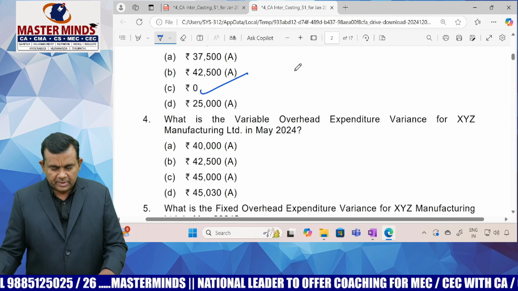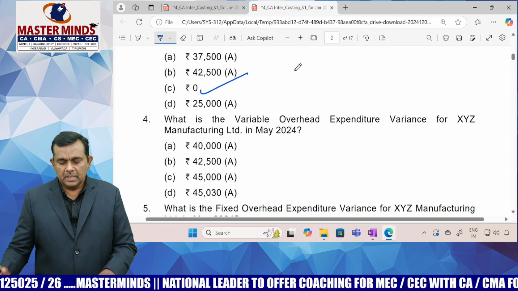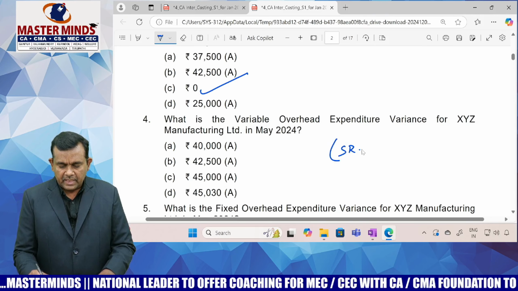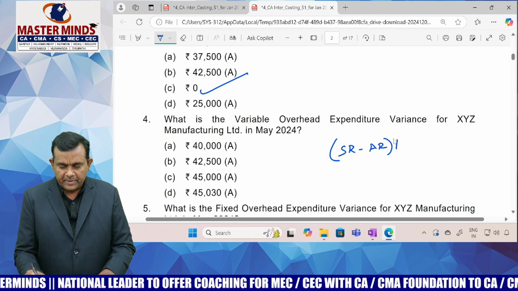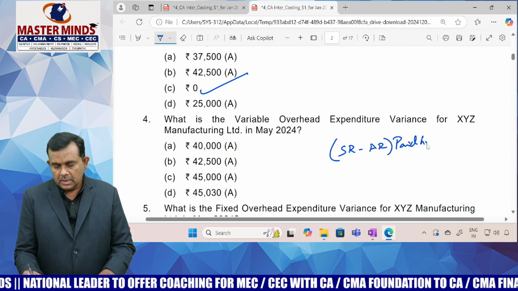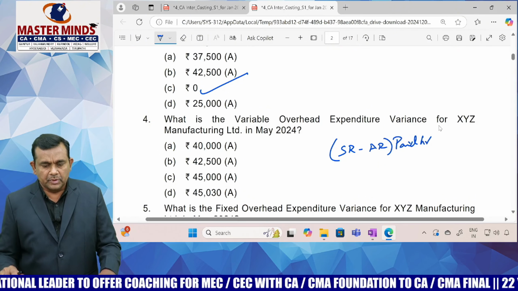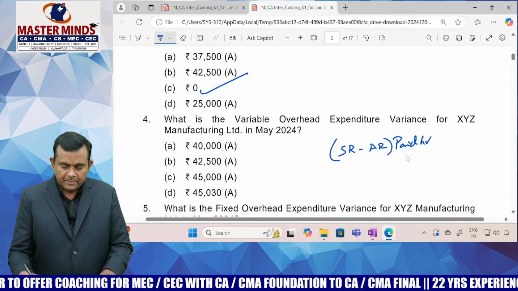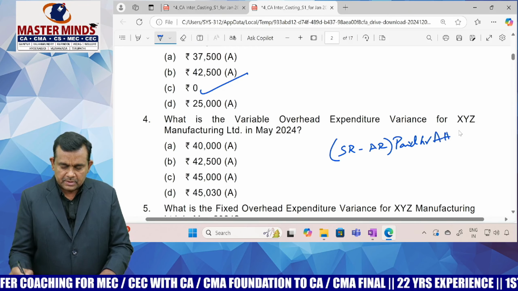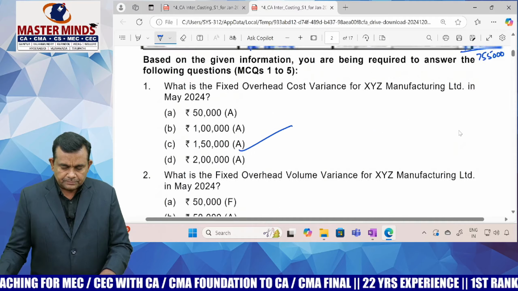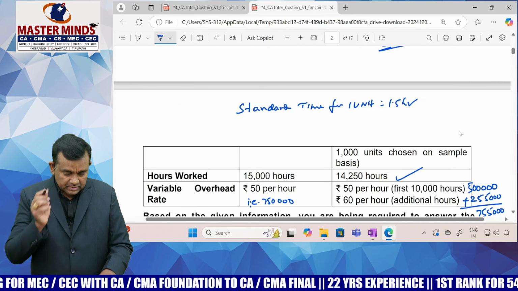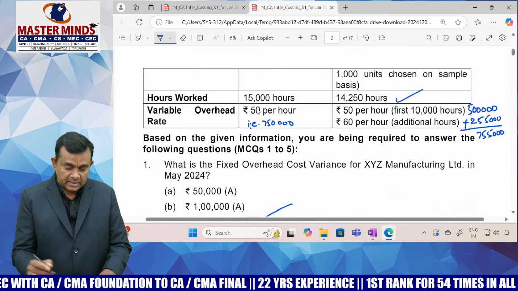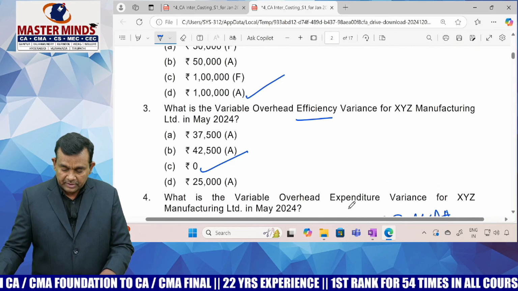What is the VOH expenditure variance? It is the deviation between standard rate and actual rate on paid hours. Here paid hours and working hours are both the same. Paid hours are denoted by AH. Here actual working hours are 14,250. 14,250 into 50 rupees, the standard rate.